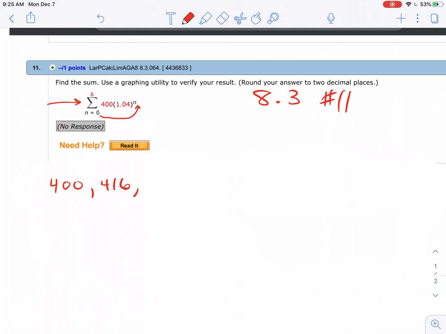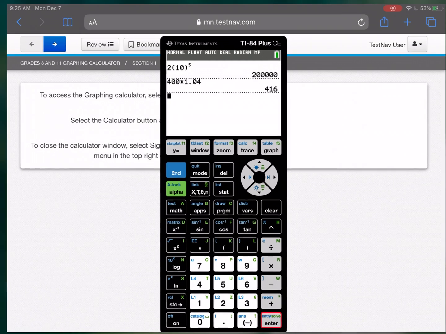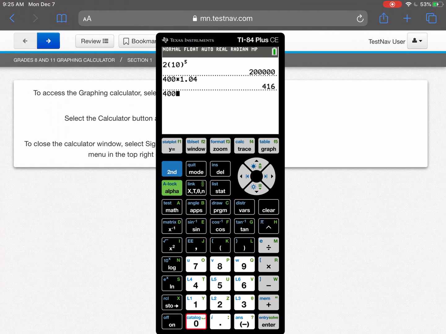And if I continue doing that, let's do it again. I'm going to take that 416, I'm going to take the 400, and it's 1.04. Now I've plugged in a 2, and I get 432.64.